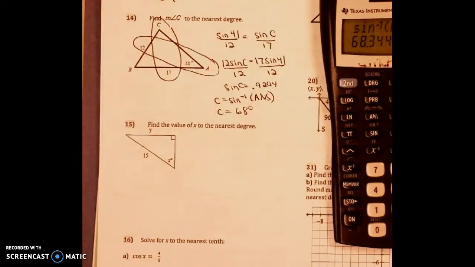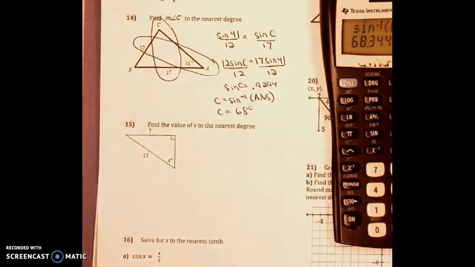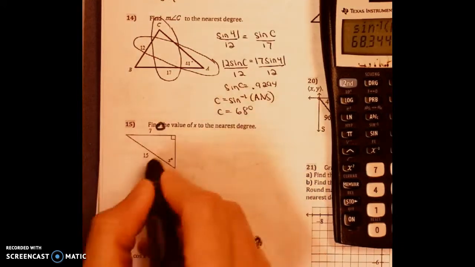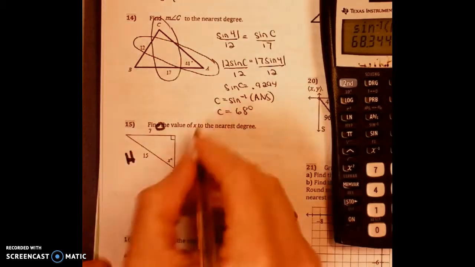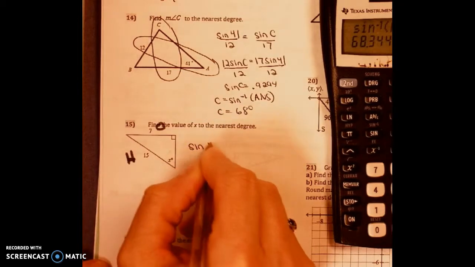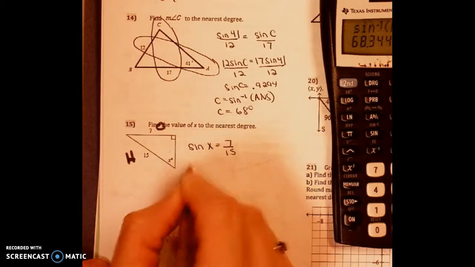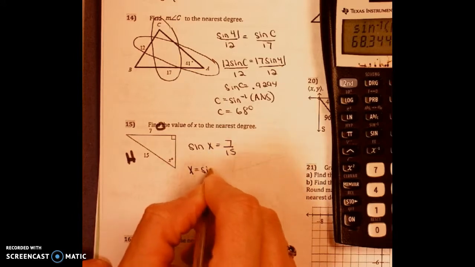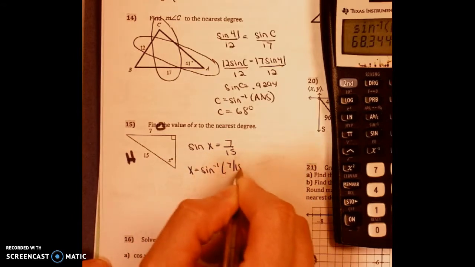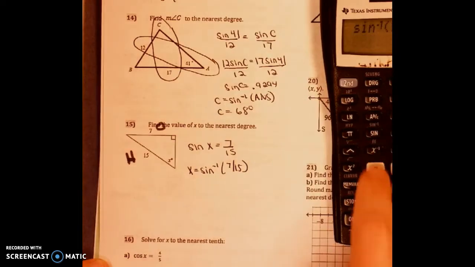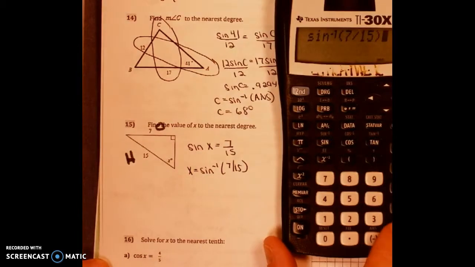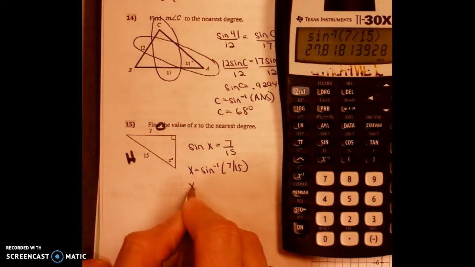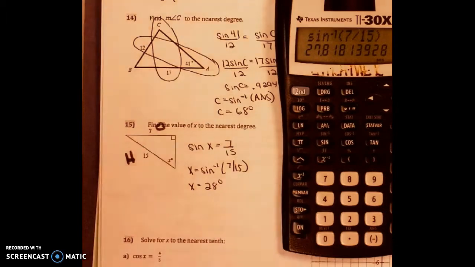Moving on to number 15, notice we do have a right triangle. That means we can use SOHCAHTOA. If you take a look, this side here is opposite, this side is hypotenuse, so OH corresponds with sine. So sine of x is 7 over 15. Again, we've got to find the angle, so we're doing inverse sine of 7/15. We get 28 degrees.